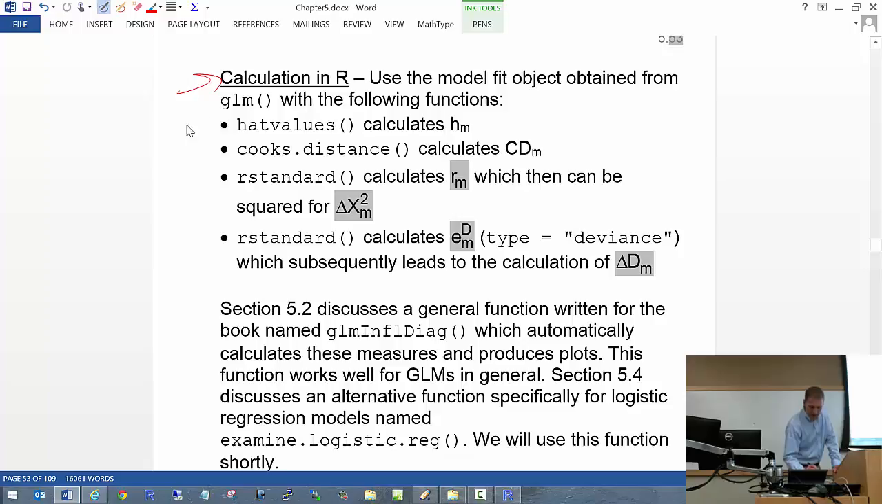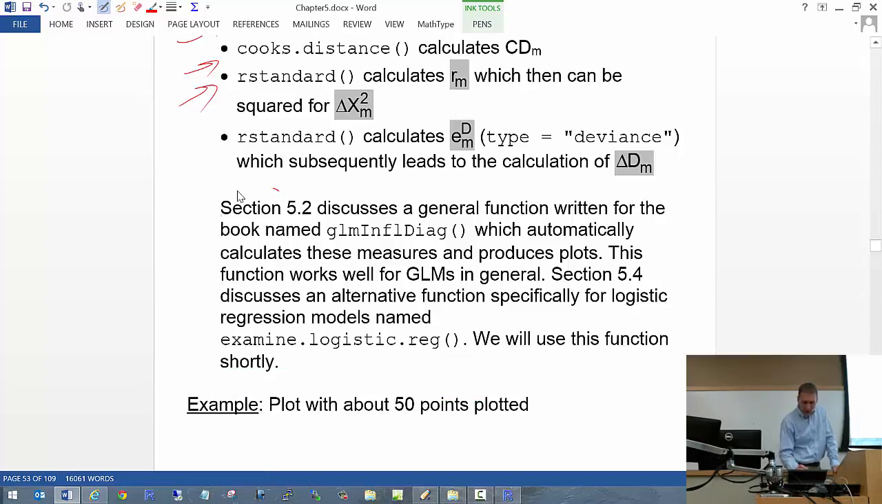Okay, so how do you do these calculations? Well, guess what? We have nice little functions that are set up to do these calculations. So hatvalues calculates the hat matrix diagonal values. cooks.distance calculates the CD values. And again, we can use our standard functions to get some of these other values too.